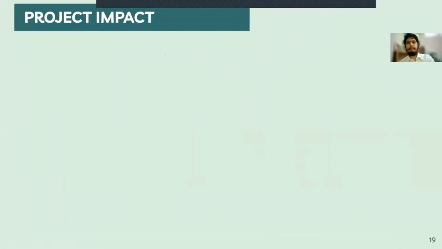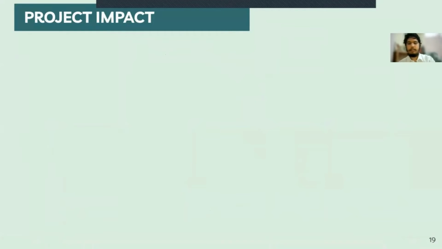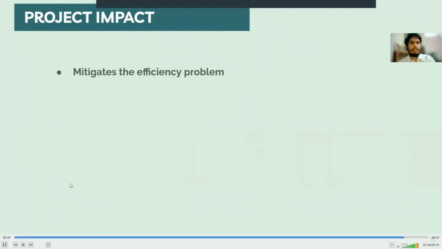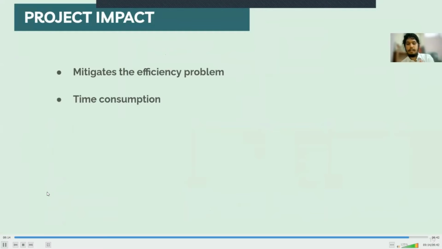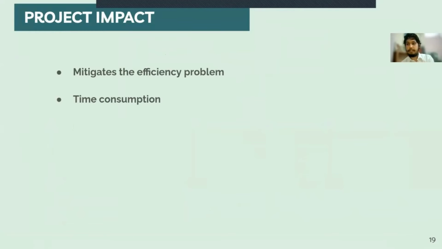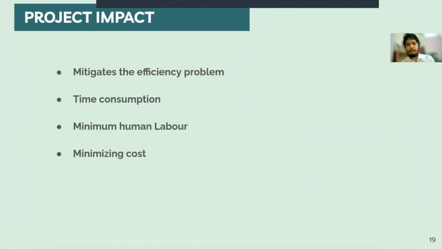So talking about the project impact, in comparison with the ideal solution we mentioned earlier, this definitely mitigates the efficiency problem since it's autonomously done. There's no time wasted. And then we are handling the time consumption as well. Minimum human labor required since it's an autonomous search. And this definitely minimizes the cost since there is no cost required for training and some other sort of stuff.